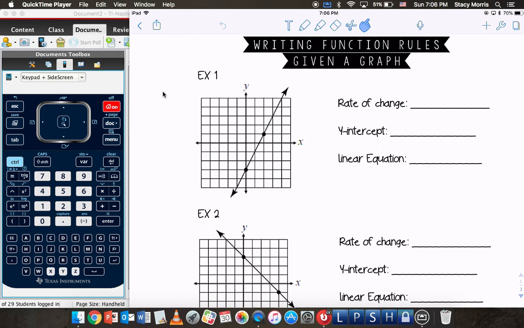This is just another look at writing function rules. A function rule is the same thing as an equation given various pieces of information. So we're going to start with given a graph. Starting with example 1, it asks for rate of change.